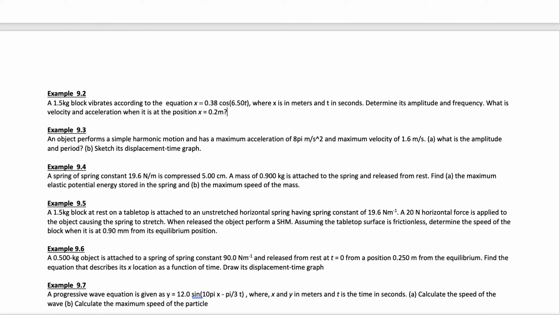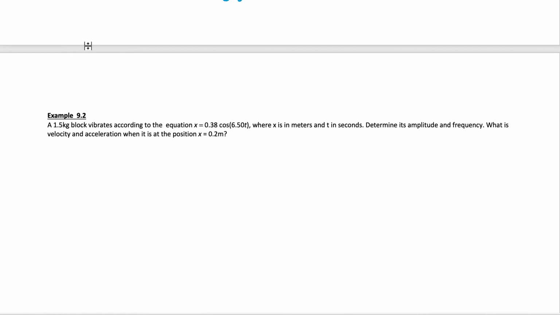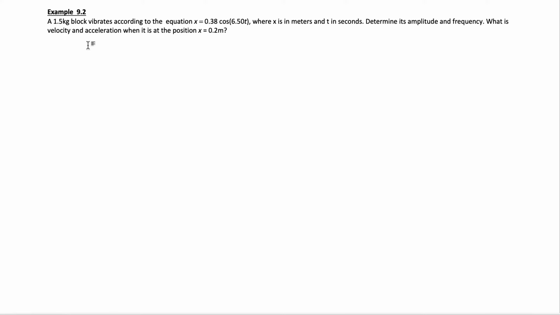Let me insert a page break. Okay, so a 1.5 kilogram block vibrates according to the equation x equals 0.38 cosine 6.5 t. It is a simple harmonic motion because this equation only has omega t, where x is in meters and t is in seconds. Determine its amplitude and its frequency. What is the velocity and acceleration when it is at position x equals 0.2 meters?